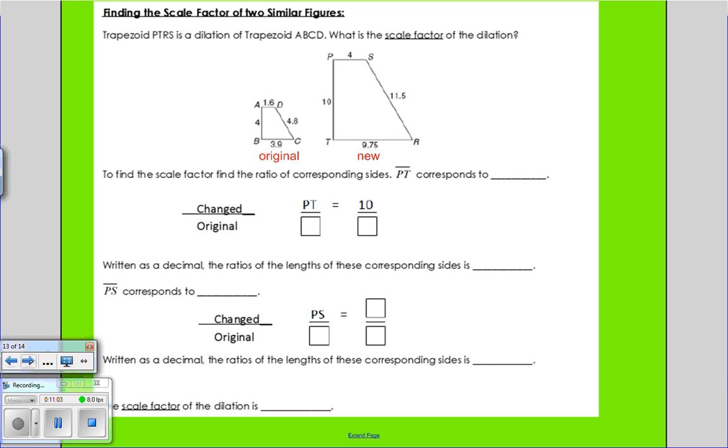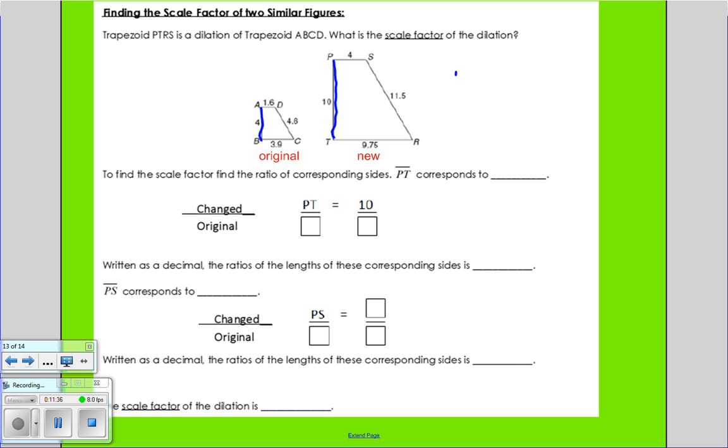All right, finding scale factor of similar figures. So these two items are similar. We're going to find out what their scale factor is. To find a scale factor, if we can see a common number to multiply between the original and the new, then that makes it easy. But sometimes you don't have that option, like on these figures here. So we find matching sides. These two don't have decimals, so that's easy. AB matches up with PT.